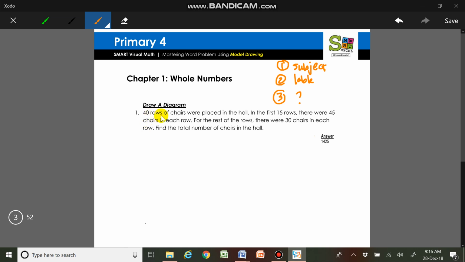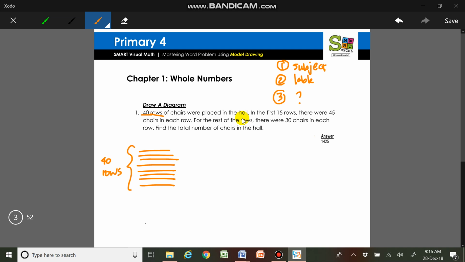So the first sentence: rows of chairs were placed in the hall. First, 40 rows of chairs are placed in the hall. So how do we indicate this? We can draw a few lines, because they say that there are 40 rows. This resembles the 40 rows of chairs.